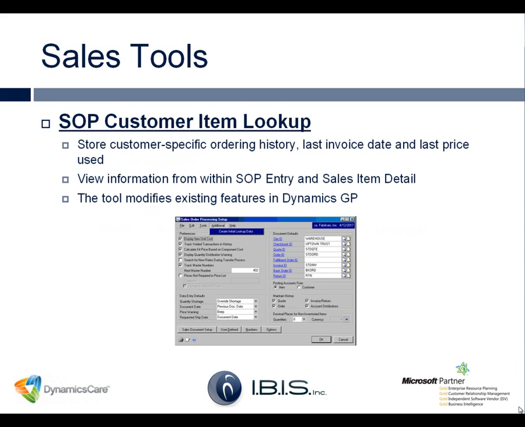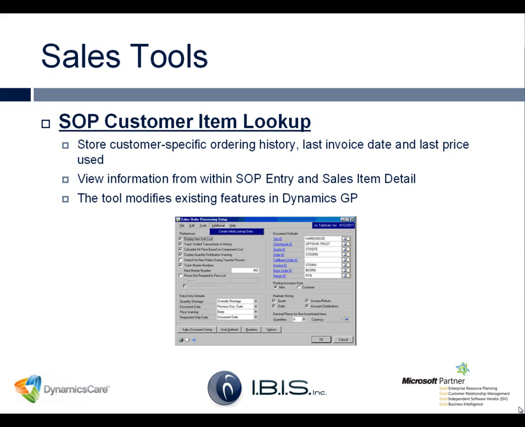Sales order processing customer item lookup. You can store customer-specific ordering history, last invoice date, and last price used, and view that information from within the SOP entry window and sales item detail. This is one of those tools that modifies existing features in Dynamics GP. And you'll see in this screenshot what the tool did by activating it under the additional menu.